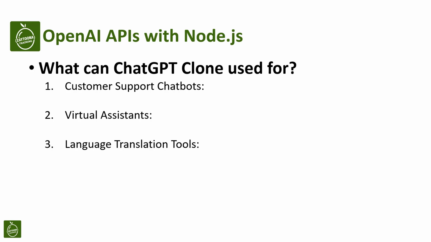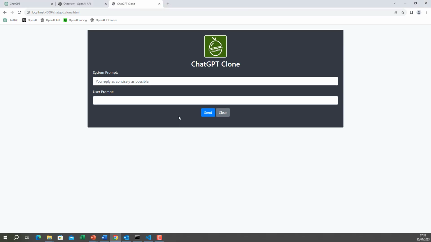Language translation tools: ChatGPT Clone brings a new dimension to language translation tools, enabling accurate and context-aware translation. By leveraging the power of GPT 3.5 Turbo, the application can handle diverse language nuances, resulting in a more natural and precise translation. Okay, let's now demo the application.